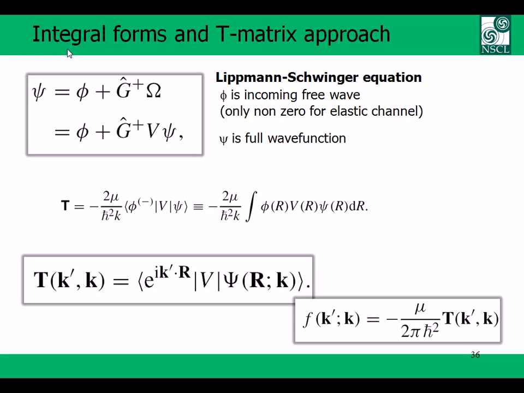So this is for each partial wave. For each partial wave, we'll have a T. If we want to construct the full T, we have to sum over all partial waves and use the properties of the partial wave decomposition of e to the ikr. We can use those properties and construct this form that basically says the same thing. The scattering amplitude then relates directly to the T matrix, and so once you have this T matrix, you have a way to calculate your observables directly.